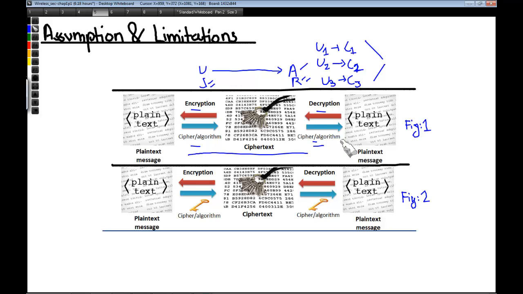So what is the way around this problem? The way around this problem is to use a key that will represent the cipher or algorithm, rather than the receiver and the sender storing or carrying around the entire algorithm. A key is a value, a string of random values.